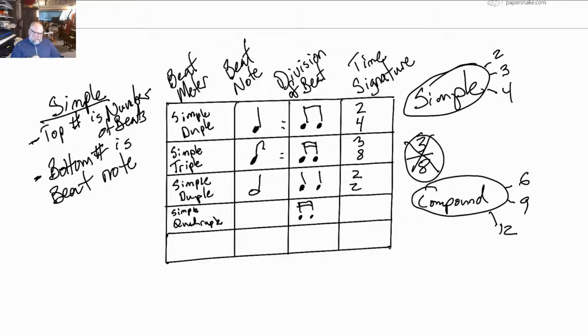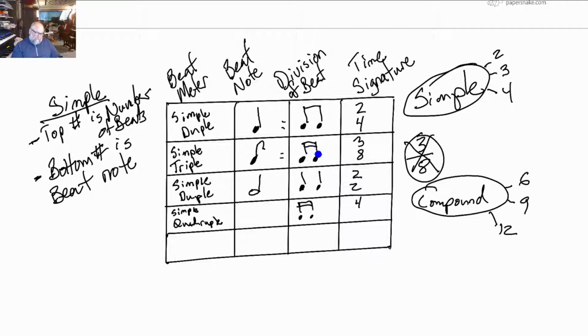All right, so what information do we have? We have simple quadruple. As soon as you hear simple quadruple, boom, 4. Remember, it's simple. If it's simple time, then the numbers are simple. Quadruple means 4 on top. All right, and now we need to figure out the beat note before we can figure out what the bottom number is. So looking at the division of the beat, 2 16ths.